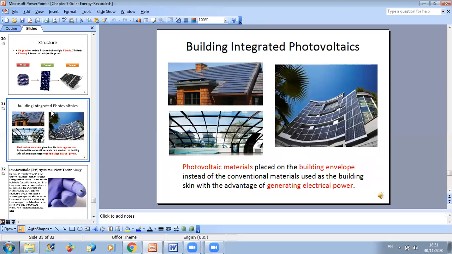Now, how to integrate photovoltaic cells? You have several designs, and in architecture, we try to have them in a nice way. So as you can see here, you can integrate them into building facades. You can put them on roofs. Okay, so photovoltaic materials can be placed on the building envelope instead of the conventional materials used as the building skin. And this will have the advantage that we can benefit from a higher surface area, and we can generate more electricity.